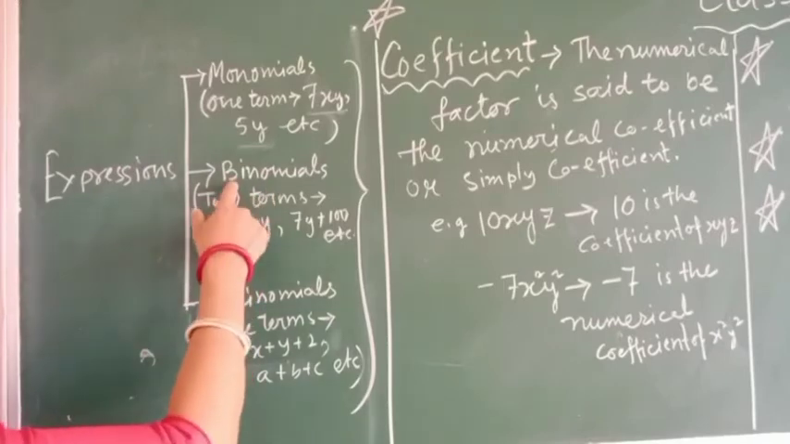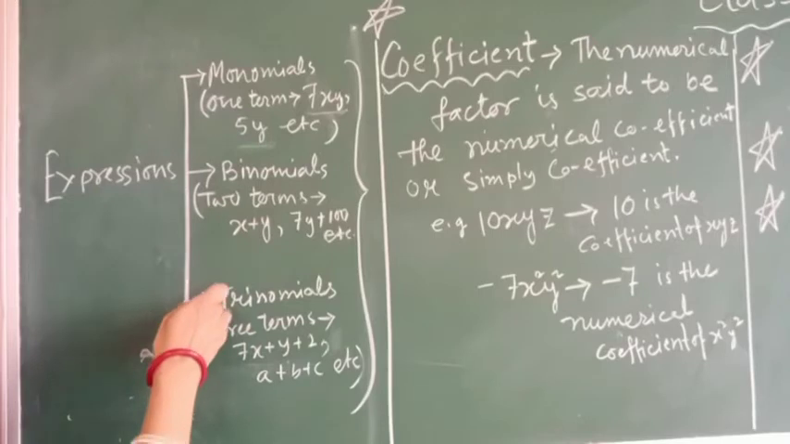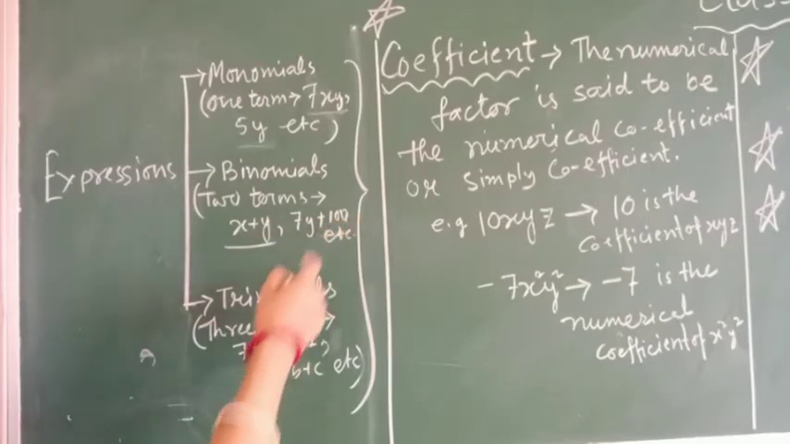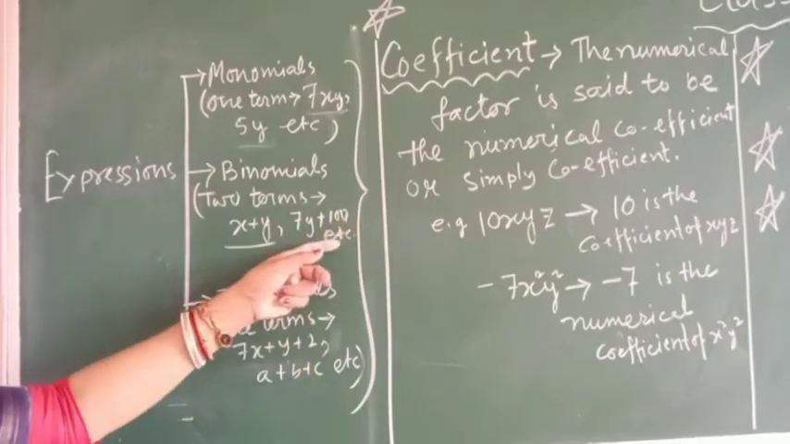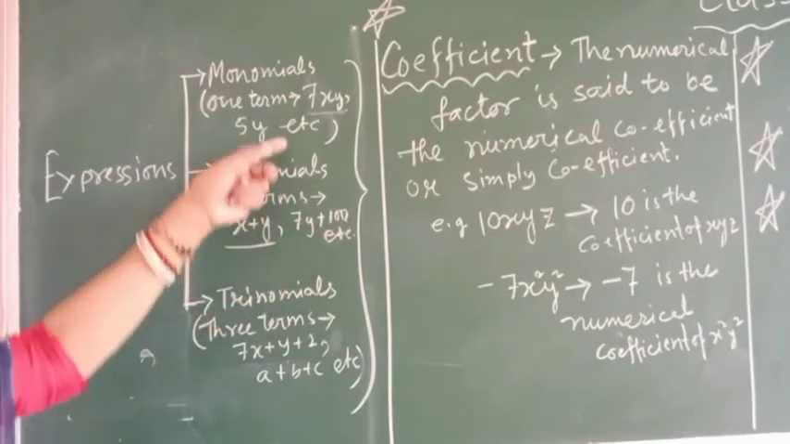Binomial, by the name you can understand, bi means two. Binomial means two terms are there. Say x plus y is an example of binomial. 7y plus 100 can also be an example of a binomial. So these are a few examples we are giving here of monomial and binomial.